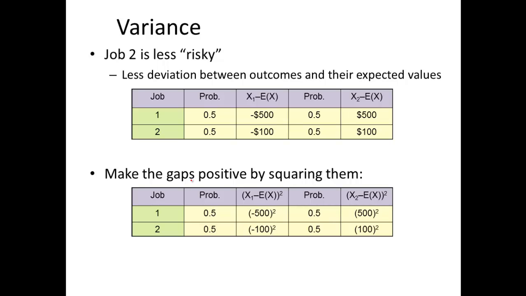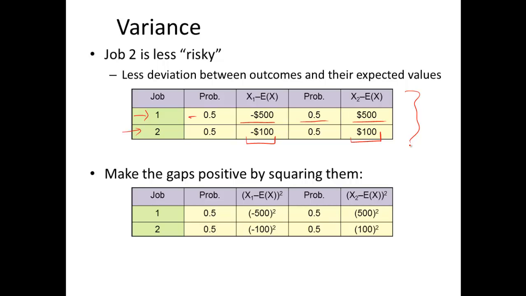Right, so here we are. We're looking back at these jobs again. And now in these tables, we have job 1, we have the probability of one state occurring, and we have now the gap in that state. We have the probability of the other outcome occurring and the gap in that state. So this is in the good state with job 1, you're 500 above the expected value. With job 2, in the bad state, you're 100 below the expected value, and in the good state, you're 100 above the expected value.